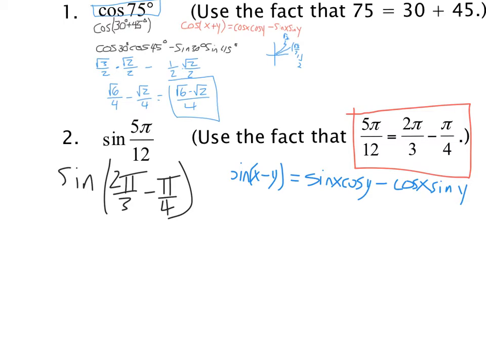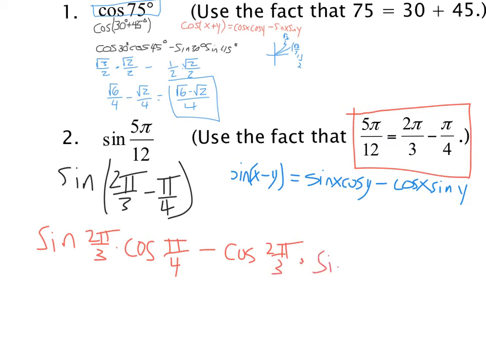So now let's plug in what we have: sine of that x, or that first term, which is 2 pi over 3, times cosine of the second term, which is pi over 4, minus cosine of the first term, which is 2 pi over 3, times sine of the second term, which was pi over 4.